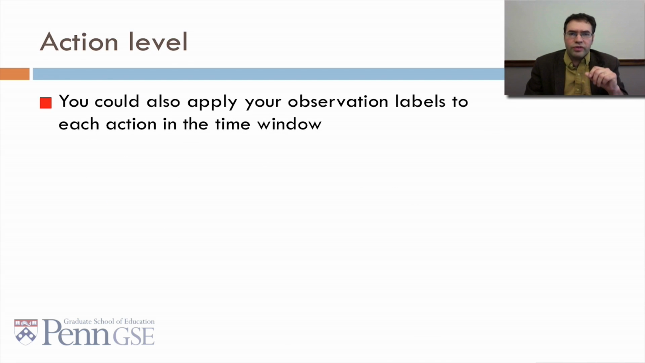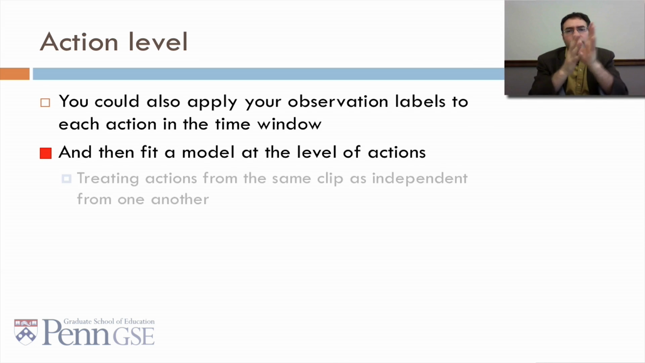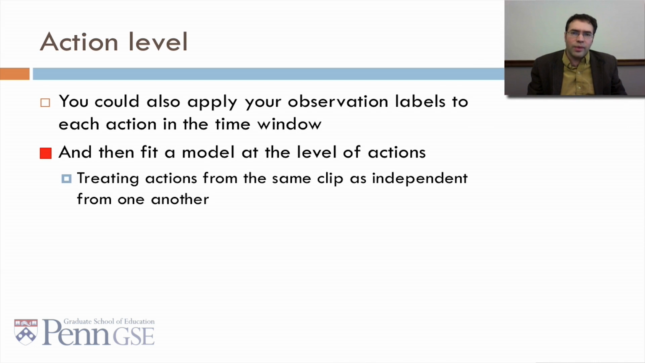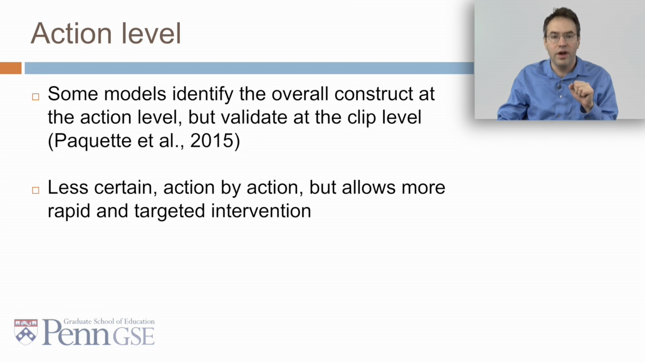You could also apply your observation labels to each action in the time window, and then fit a model at the level of actions. So each action, each thing the student does in the learning system, becomes a data point in its own right. You take the clips and you may assign one clip to 6 different actions because 6 actions occurred during the observation. This treats actions from the same clip as independent from one another. This offers the potential for truly immediate intervention. Now some models identify the overall construct at the action level, but they validate at the clip level. This is less certain action by action, but it allows more rapid and targeted intervention in cases where we can only get a label that's a little coarser.